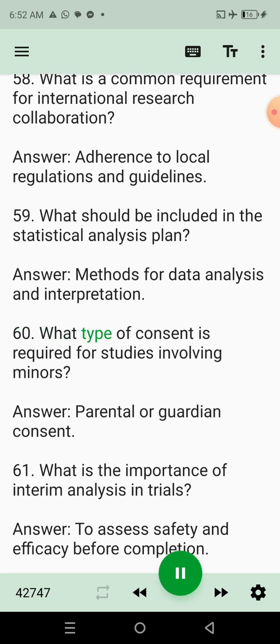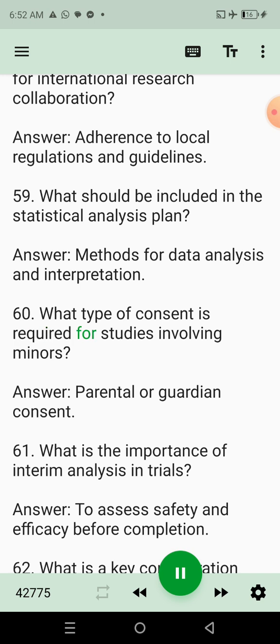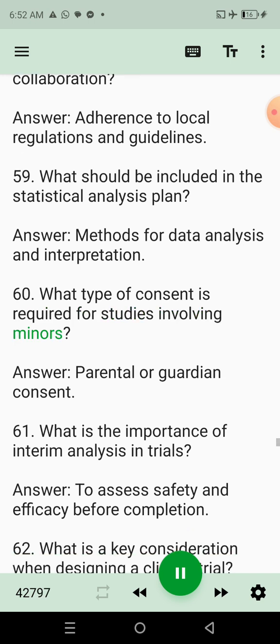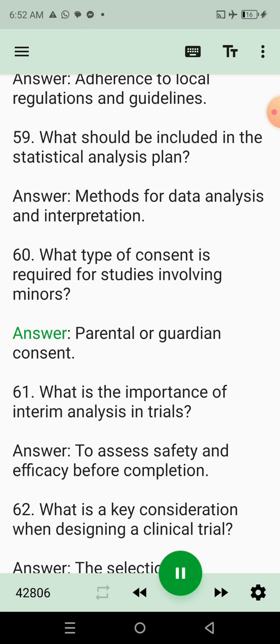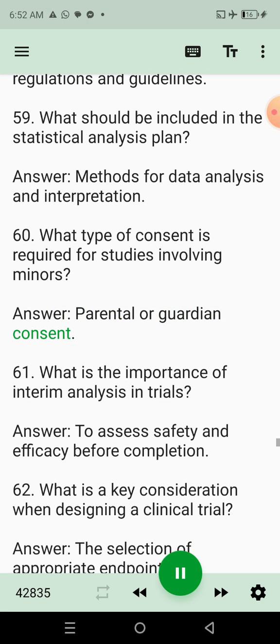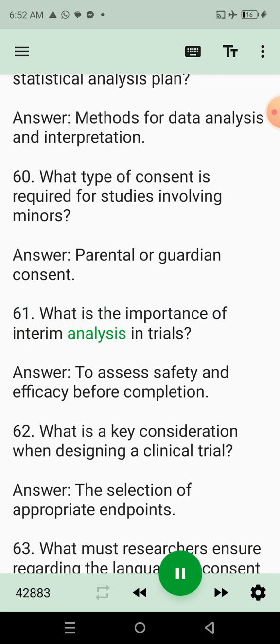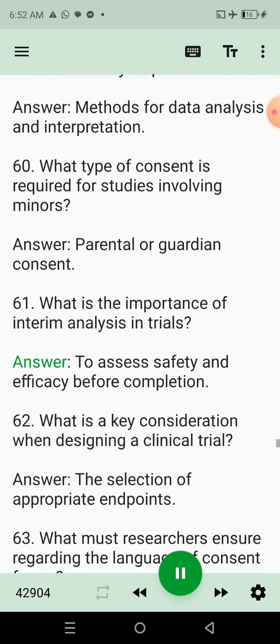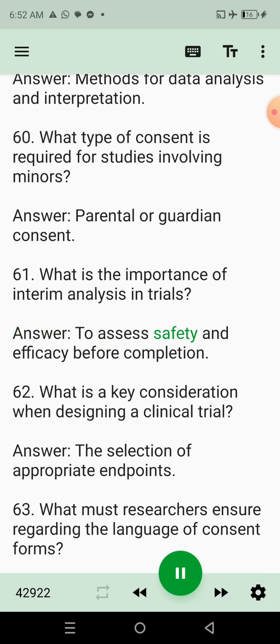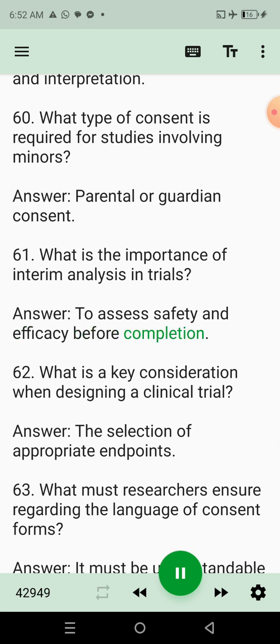60. What type of consent is required for studies involving minors? Answer: parental or guardian consent. 61. What is the importance of interim analysis in trials? Answer: to assess safety and efficacy before completion.